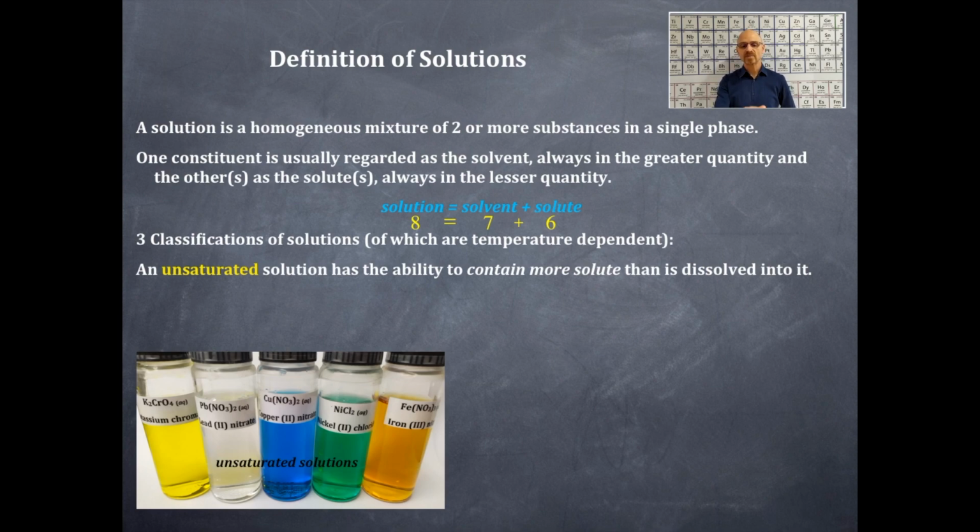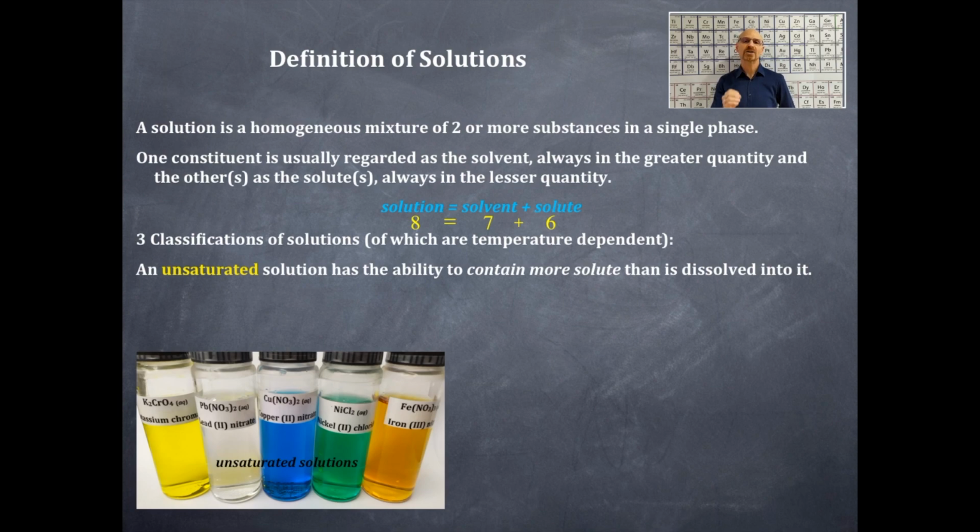Notice in this picture that there are some solutions that are colorless, for example the lead nitrate. The vast majority of solutions are colorless. But there are also solutions that have a color to them besides just food coloring, right? The potassium chromate is yellow in color, the cupric nitrate has a blue color, the nickelous chloride has a green color, and the ferric nitrate has a red color.